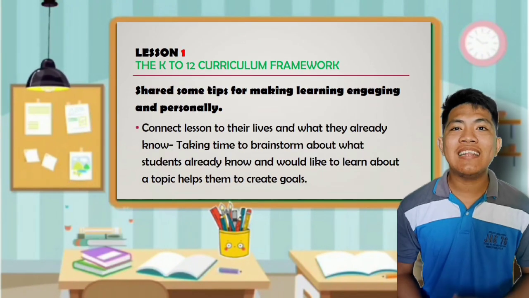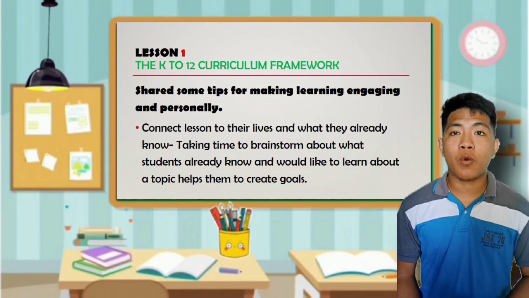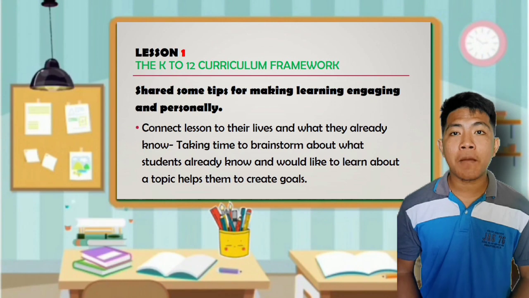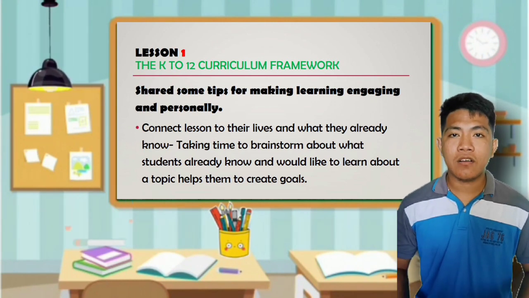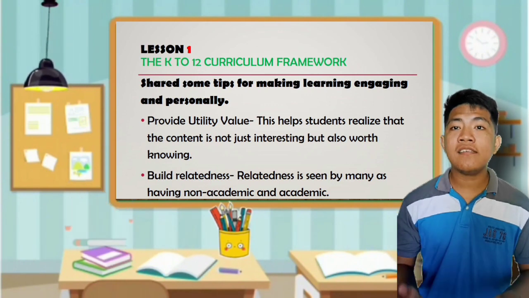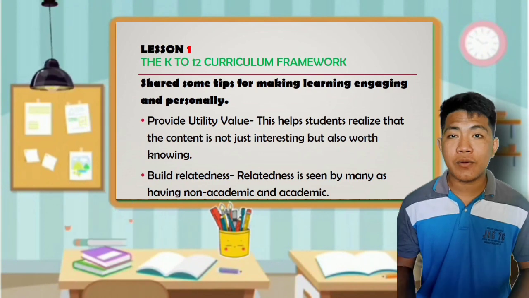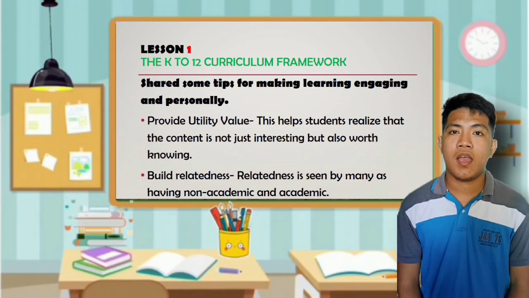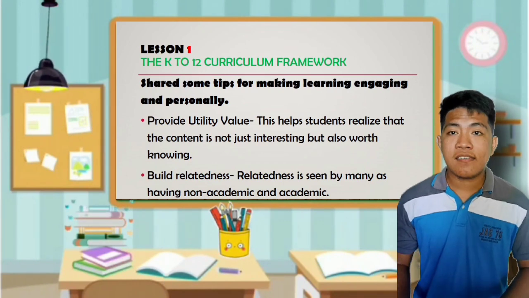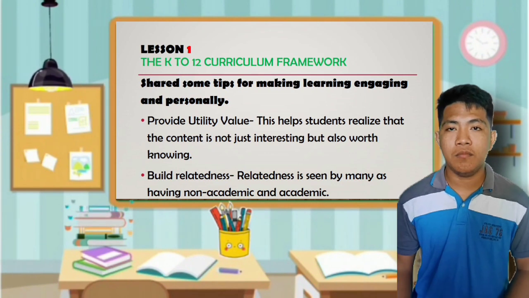Number 3, connect the lesson to their lives and what they already know. Taking time to brainstorm about what students already know and would like to learn about the topic helps them to create goals. Number 4, provide utility value. This helps students to realize that the content is not just interesting but worth knowing. Number 5, build relatedness. Relatedness is seen by many as having non-academic and academic dimensions.